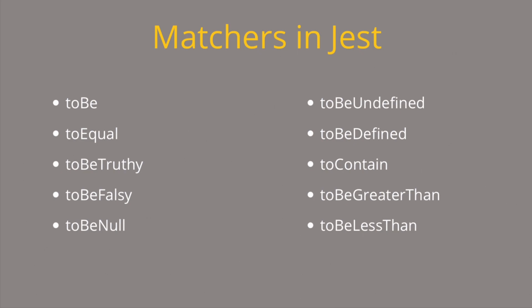And to check whether an element is contained in an array, we use toContain. And for greater than and less than, we have toBeGreaterThan and toBeLessThan. So these are some commonly used methods. There are a lot more functions that we can use. We will see them in later videos, and how we can use them.